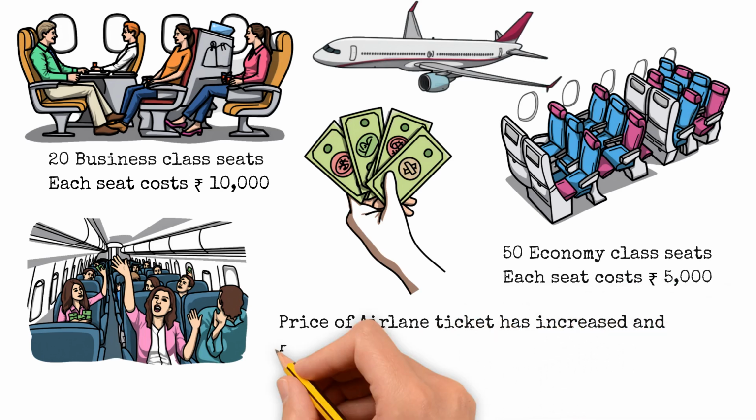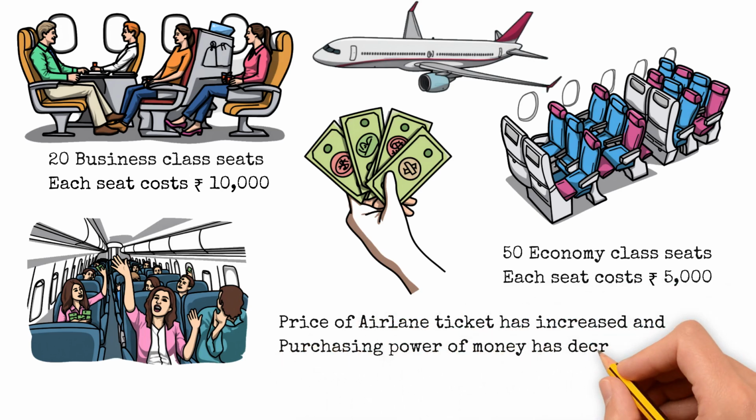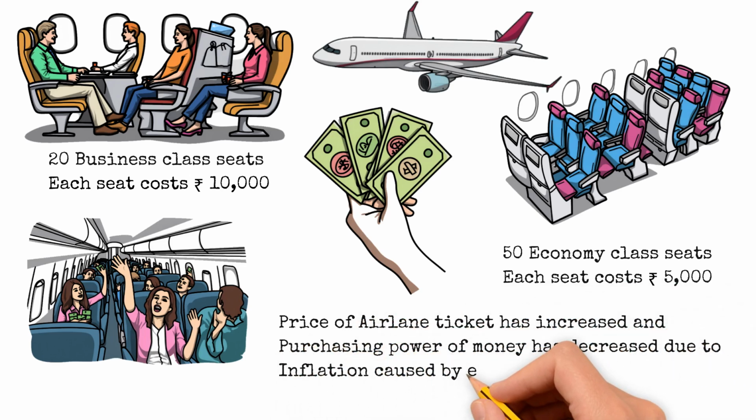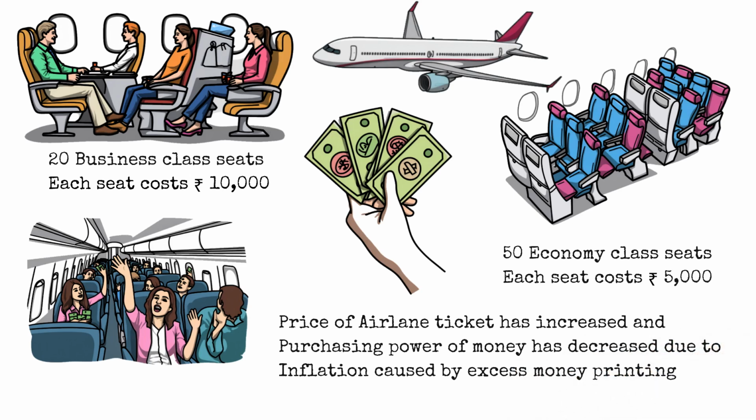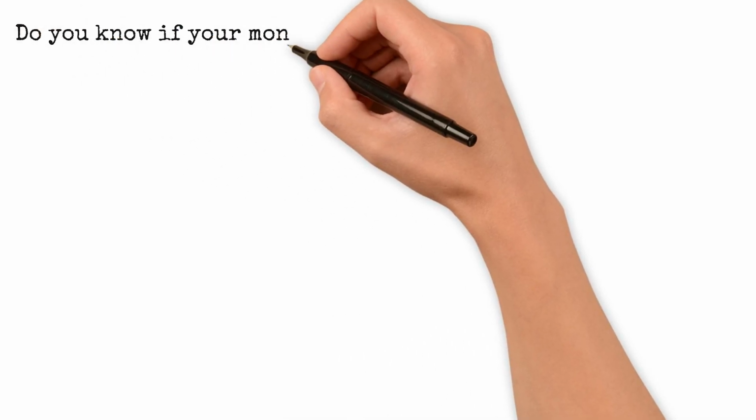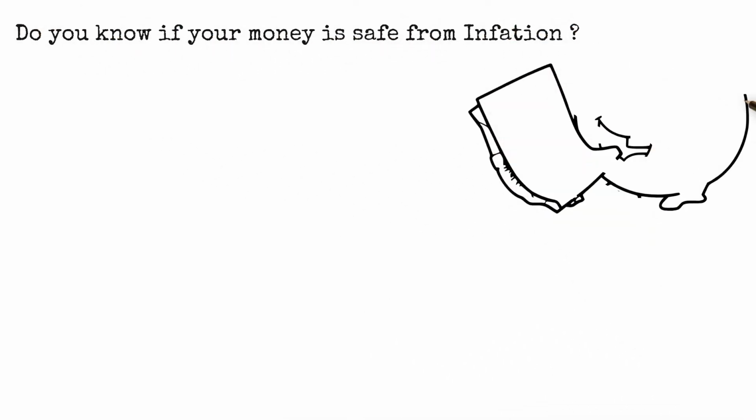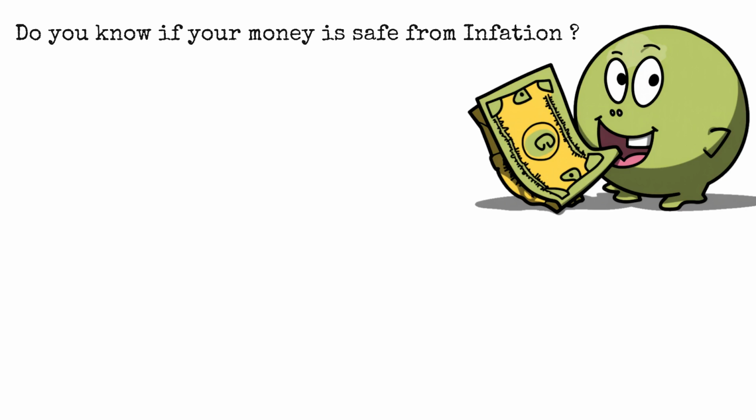And in this way, the price of airplane tickets has increased due to excess money printing. And the purchasing power of money is decreased due to inflation caused by excess money printing. Do you even know if your money is safe from inflation or inflation is eating up your money?